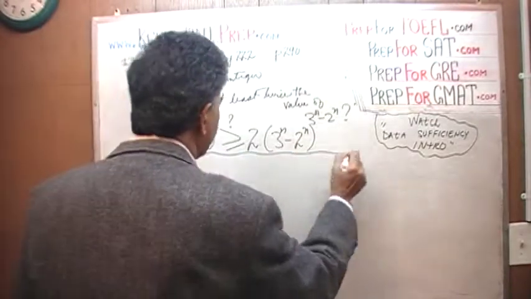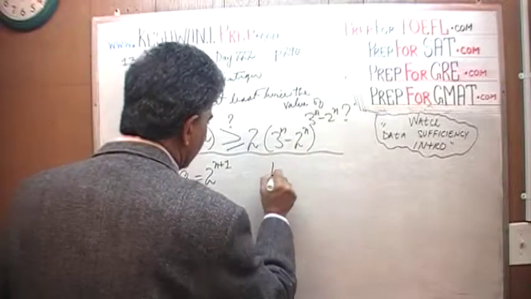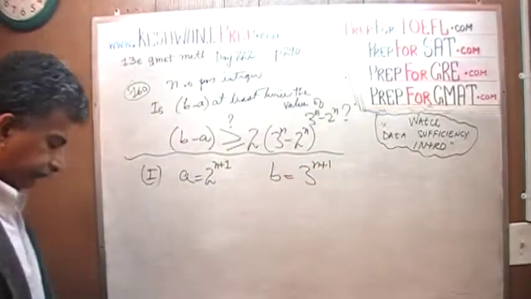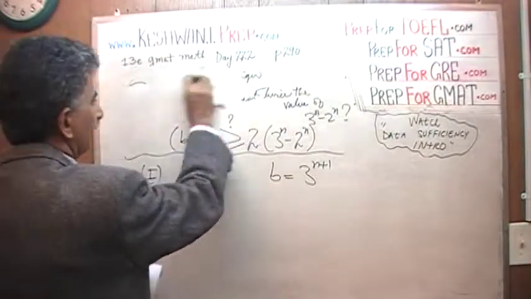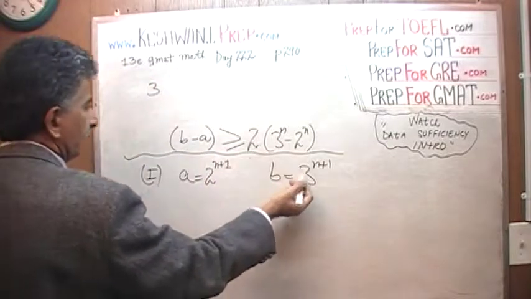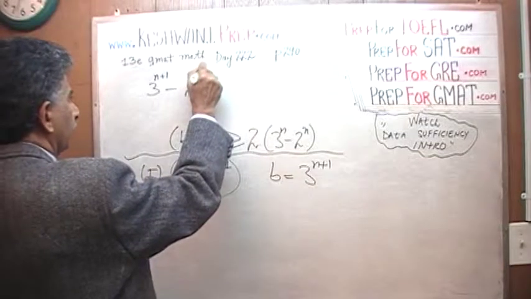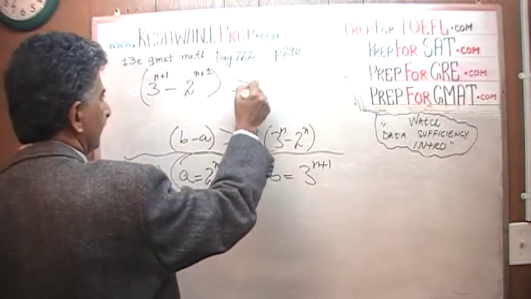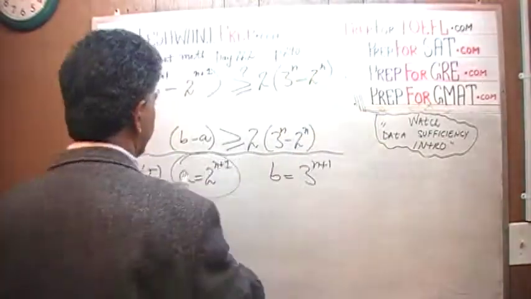In the first statement they tell us that a equals 2 raised to n plus 1 and b equals 3 raised to n plus 1. All we have to do is substitute the two things. So b, which is 3 raised to n plus 1, minus a, which is 2 raised to n plus 1, is this quantity. What we want to find out is, is this greater than or equal to 2 times 3 raised to n minus 2 raised to n? Let's find out, shall we?